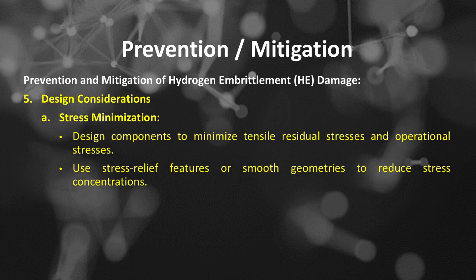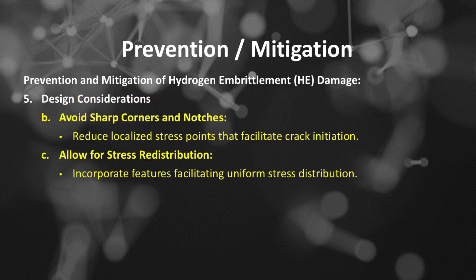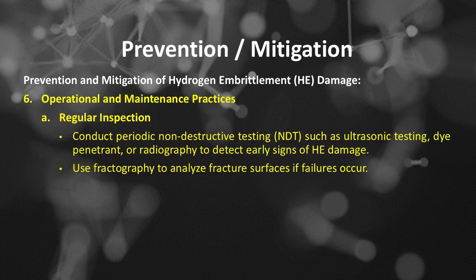Number 5 is design considerations, includes, number A, stress minimization. Design components to minimize tensile residual stresses and operational stresses. Use stress relief features or smooth geometries to reduce stress concentrations. Number B of design considerations is avoid sharp corners and notches. Reduce localized stress points that facilitate crack initiation. Number C of design considerations is allow for stress redistribution. Incorporate features facilitating uniform stress distribution. Prevention and mitigation of hydrogen embrittlement or HE damage.